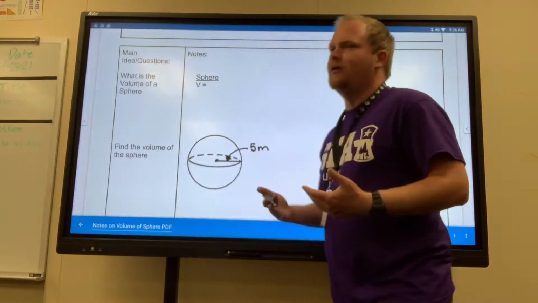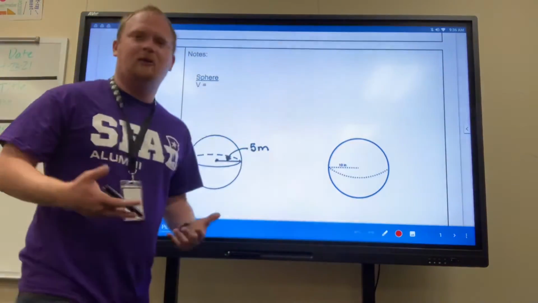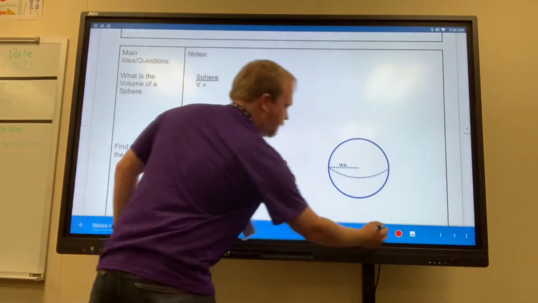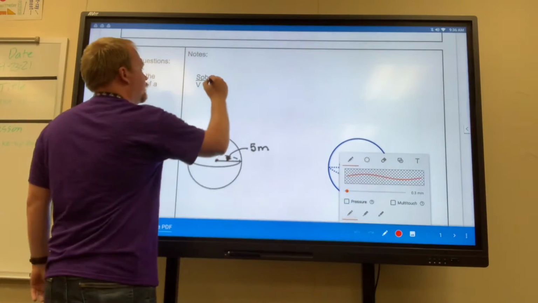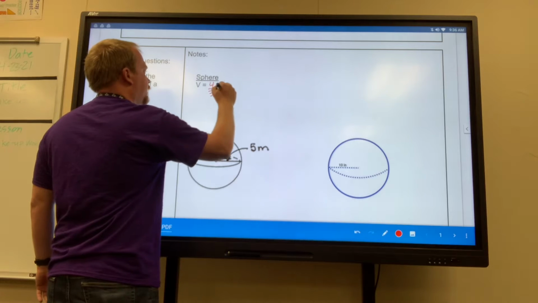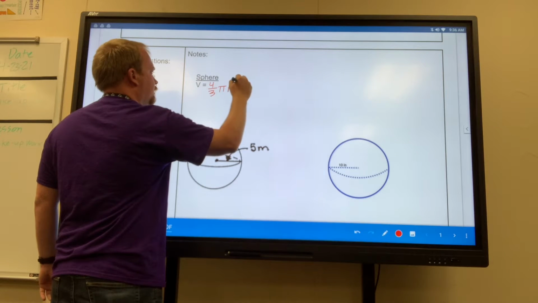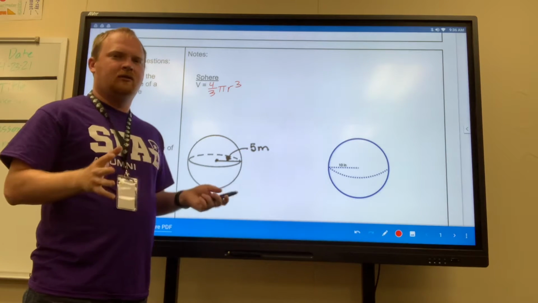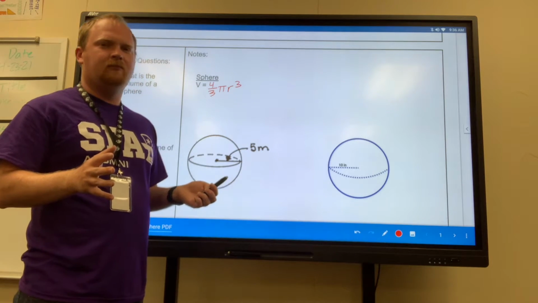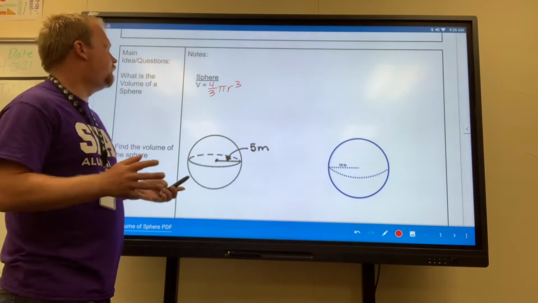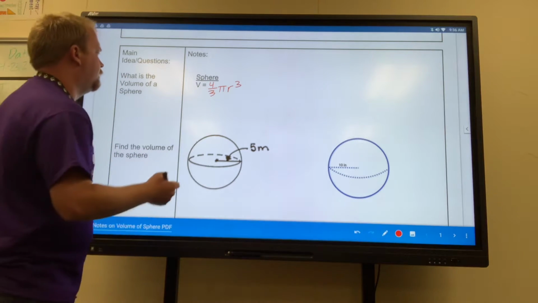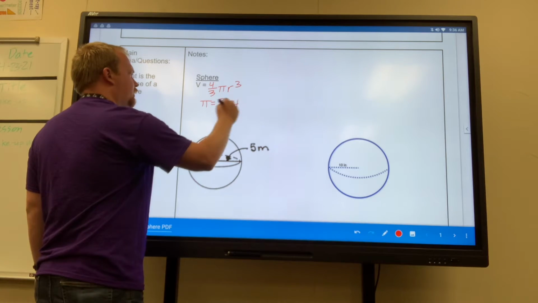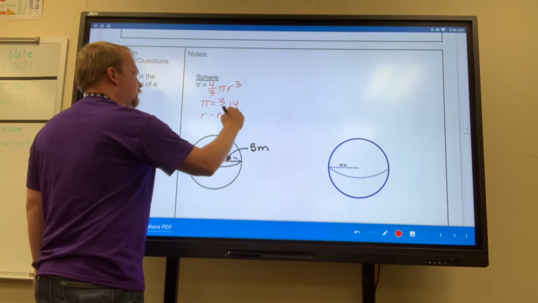Now, the formula for it is quite a bit different from surface area. It happens to be 4/3 times pi r cubed. Okay? Now, that's quite a bit of difference. 4/3 pi r cubed. So we know that pi is just 3.14, r is the radius.